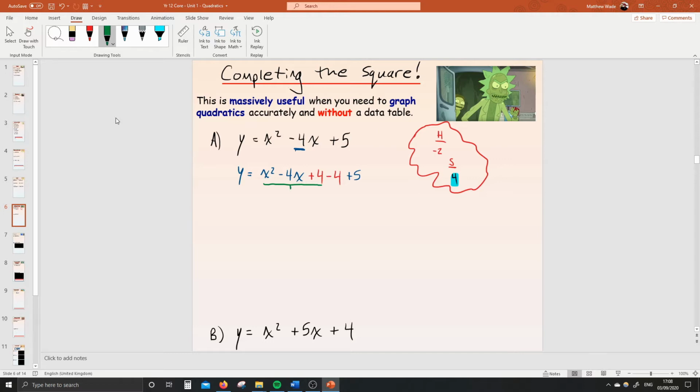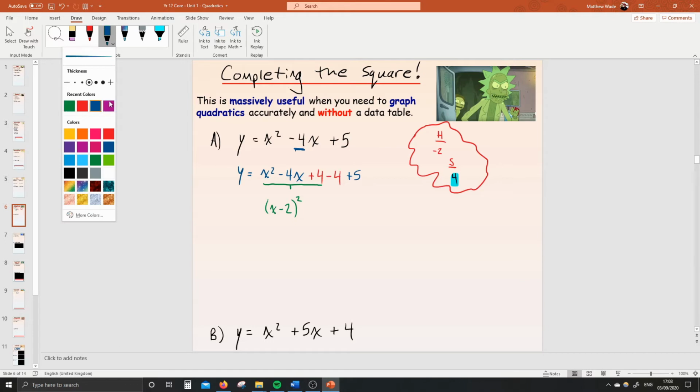So if you think to yourself, just looking at what's under the green underline here, what two numbers multiply together to make plus 4, but add together to make minus 4? What are the two numbers that do that? Well, if you said minus 2 and minus 2, you're dead right. So it should be brackets x minus 2, brackets x minus 2, but I'm just going to shortcut it: x minus 2 all squared. Cool.